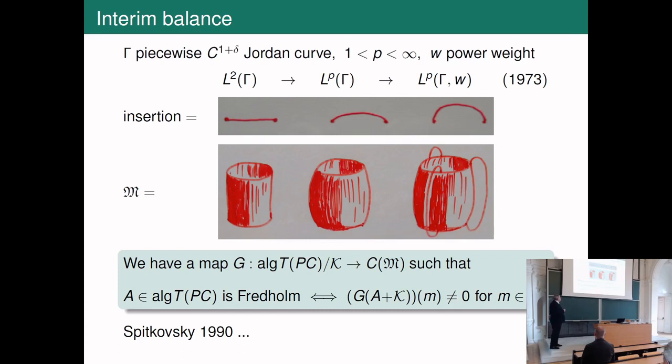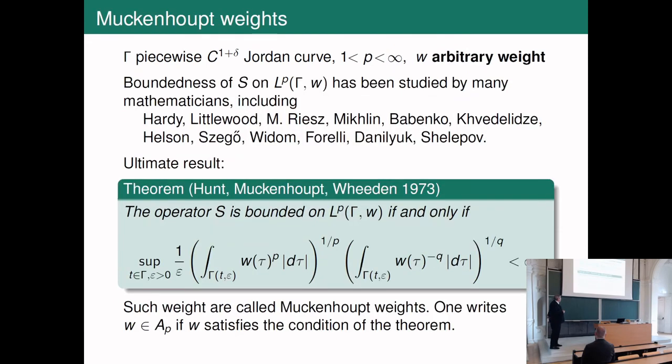So, interim balance: we had L² over a nice curve, L^p over a nice curve, and L^p over a curve with weights. This was the state of the art in the 1970s. People thought now the matter is finished, but in the 1990s, Khvedelidze came along and surprised the community with a great result.